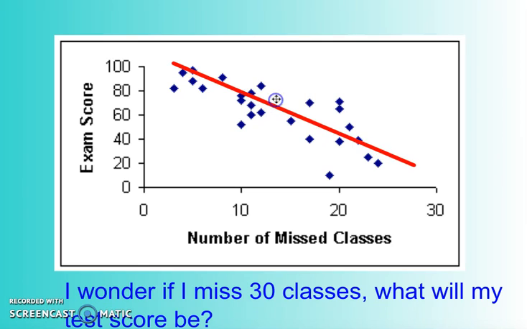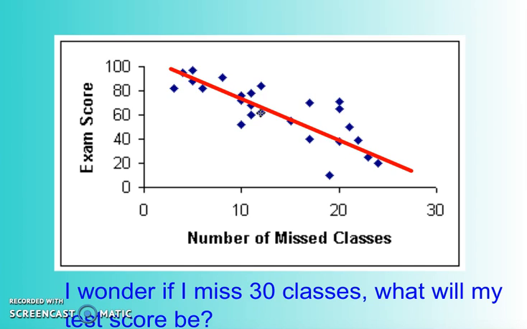Now, could we determine about what your score would be if you missed 30 classes? We could try to figure this out. Okay, so let's figure out, first of all, if we draw a line of best fit. Let's say it's about, I'm trying to find a place that we could put this, let's say it's about right, sure, about right there, around there.